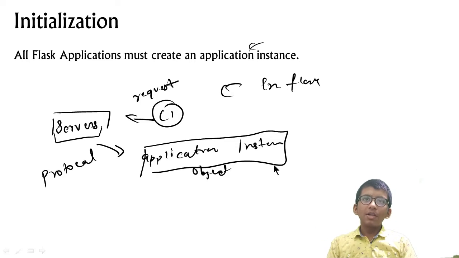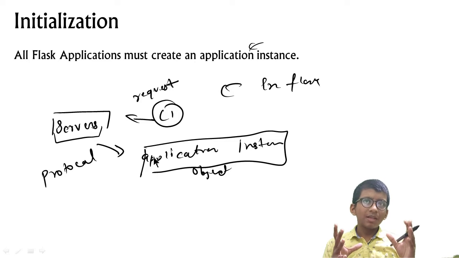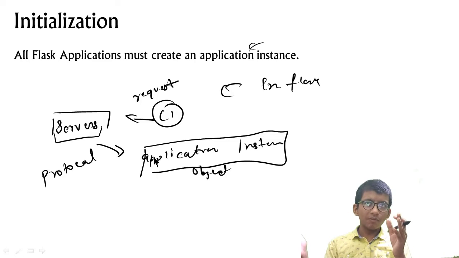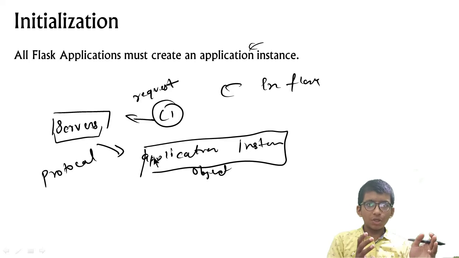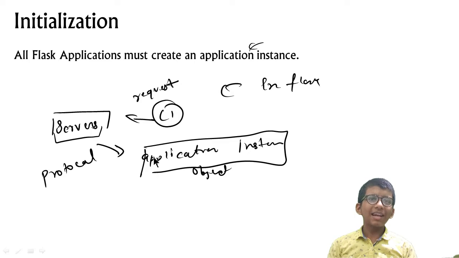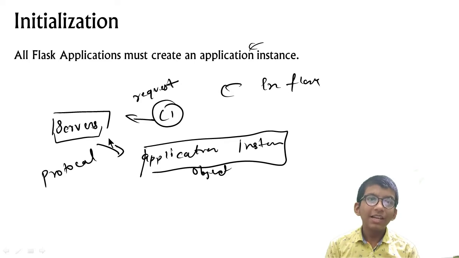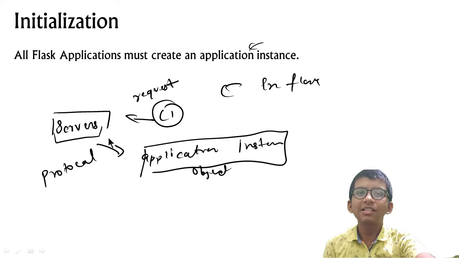Okay, so again, now recapitulating. At the basic level, we have a client. It gives a request to the server, and then the server passes it through a protocol to the application instance or an object. Okay, pretty much easy. Now, till now we have cleared all that theory. Now let's code this initialization part.